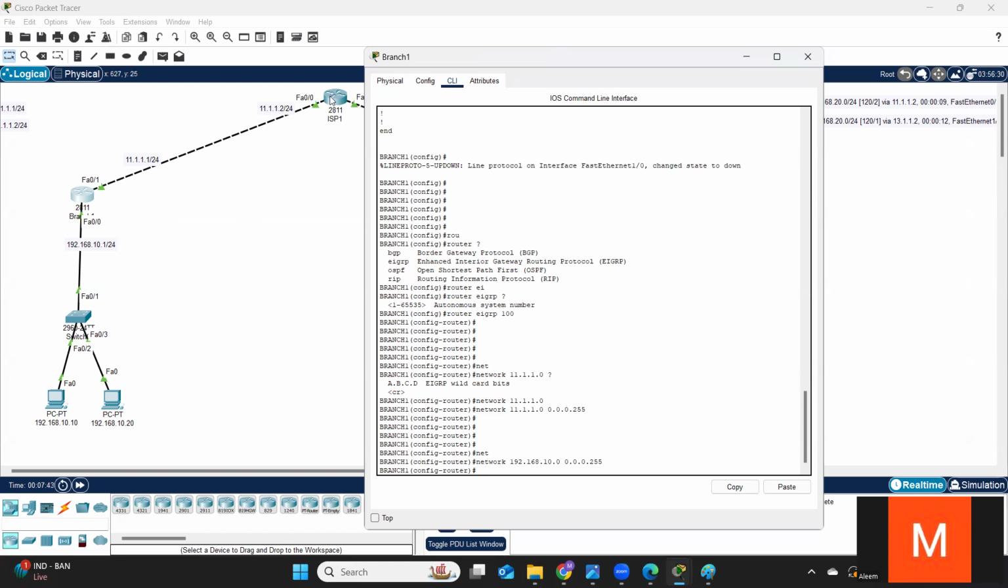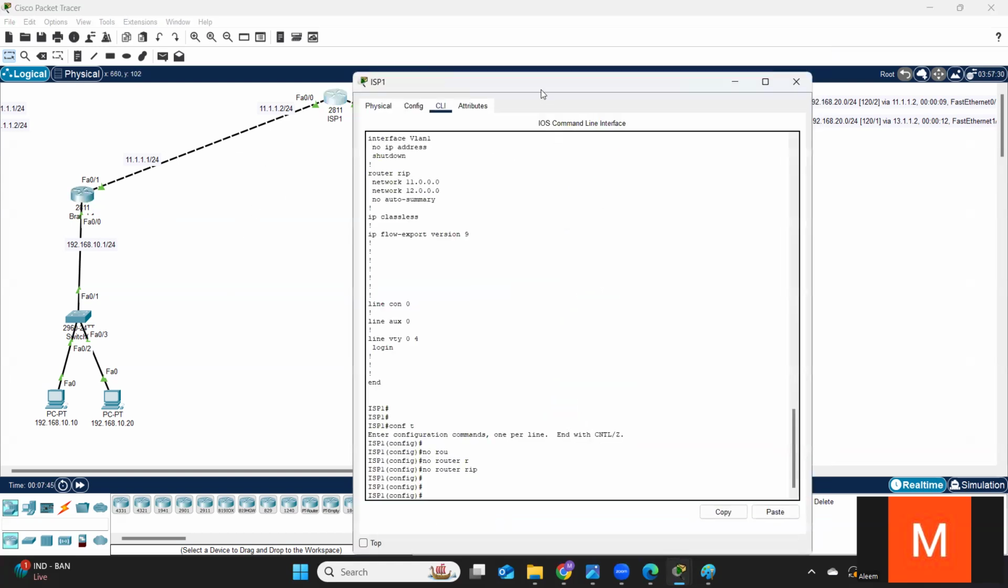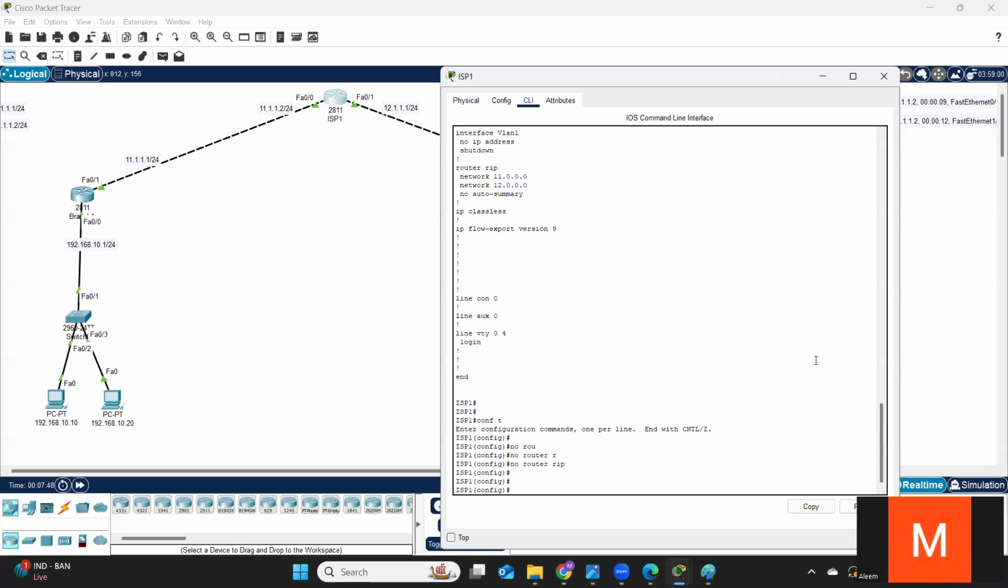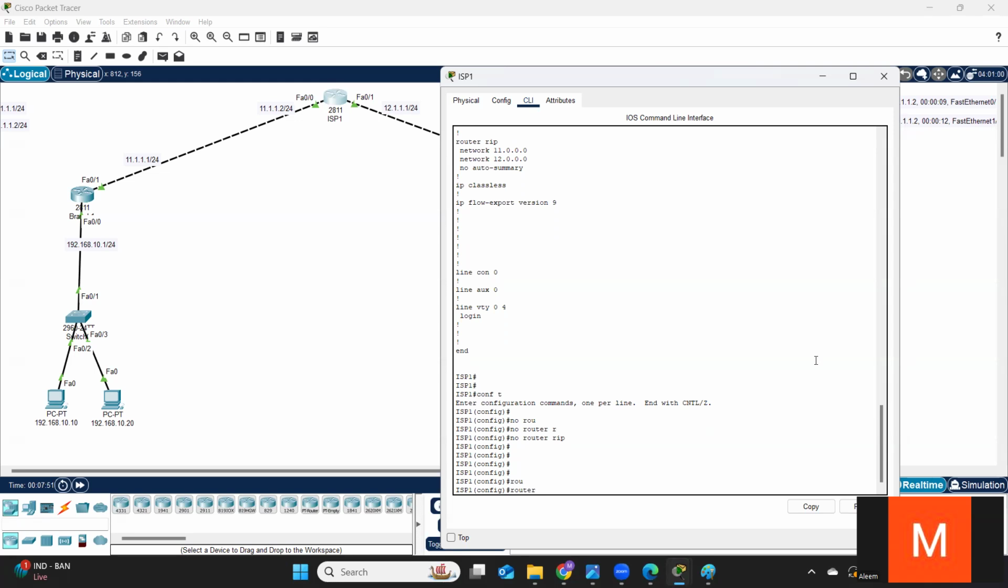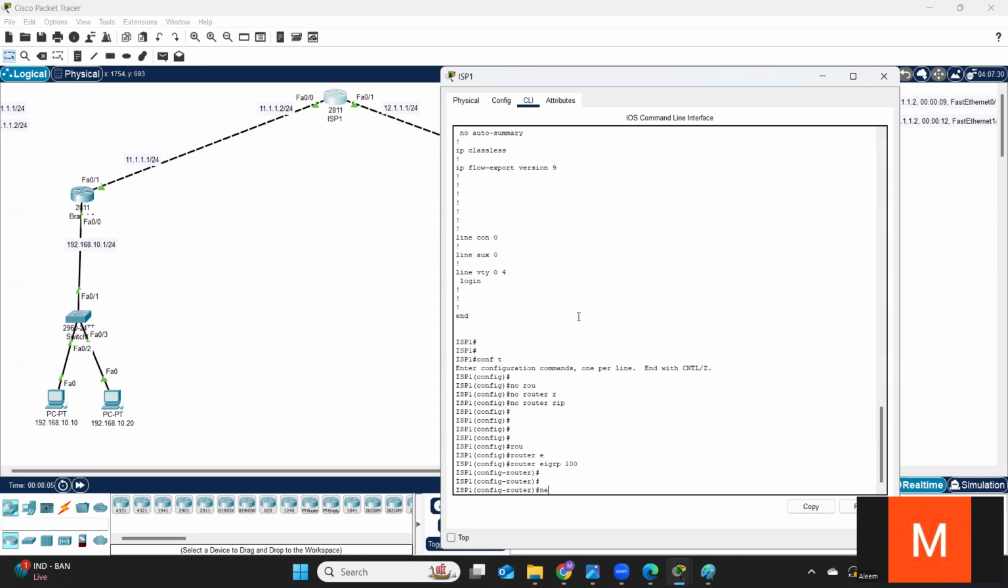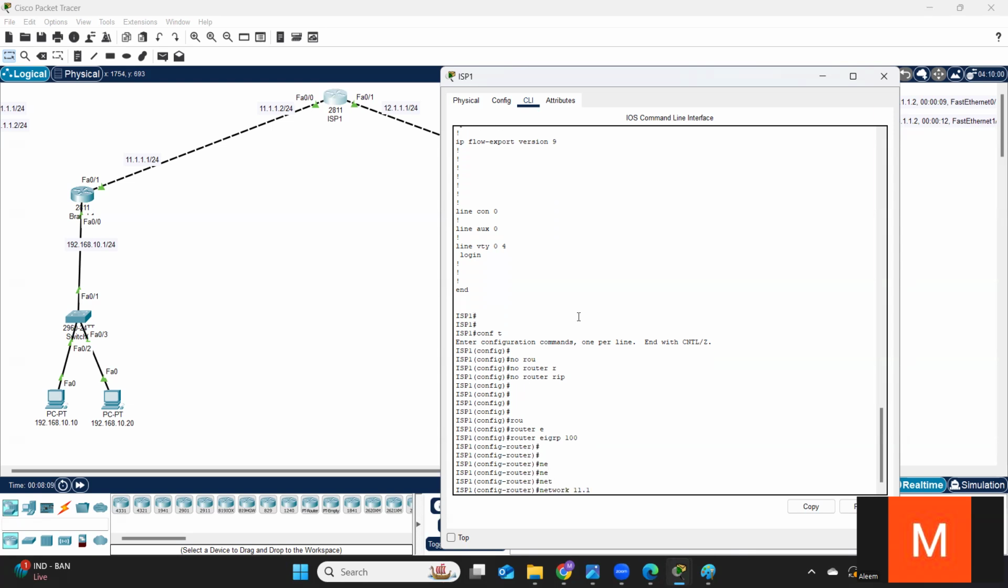And convergence, if you want to check, yes, you can check here. Same way, I'm using the ISP router now. Router EIGRP 100. Instead of 100, if you take 200, it won't work. Try it in your lab. So 100, and one network is the WAN prefix network 11.1.1.0, with wildcard 0.0.0.255.